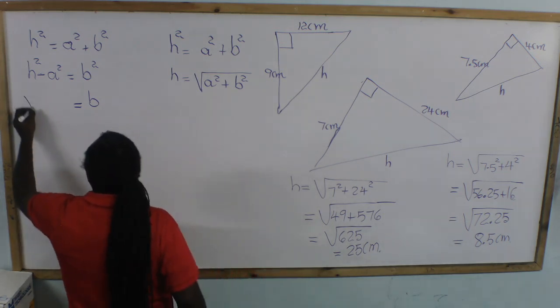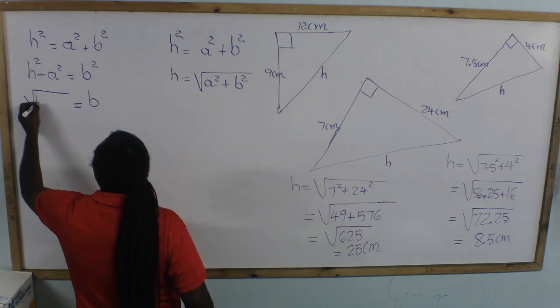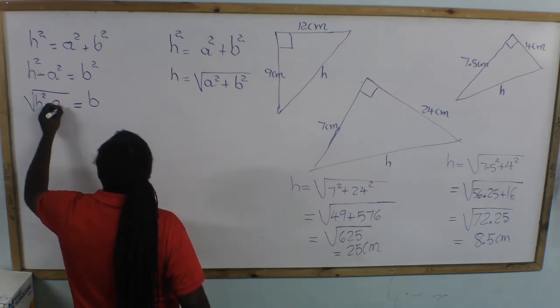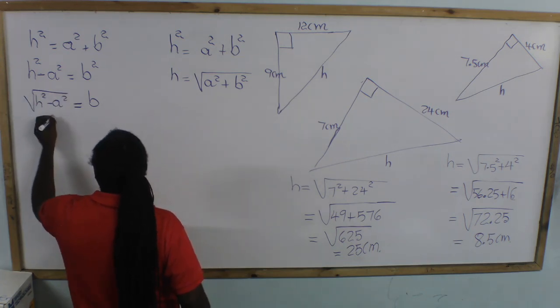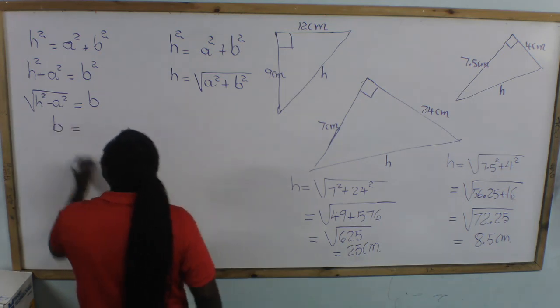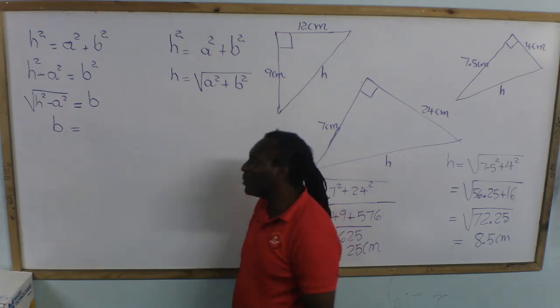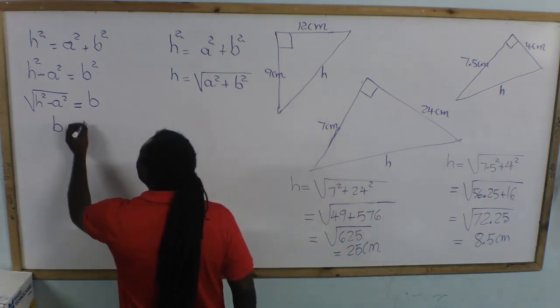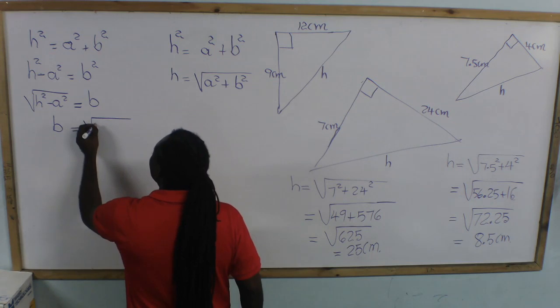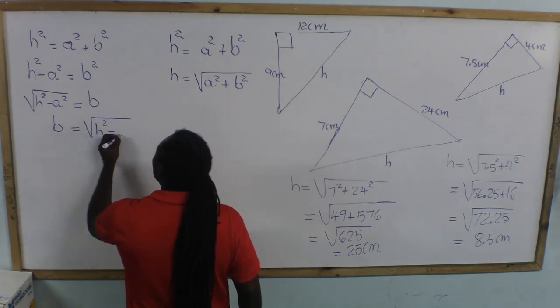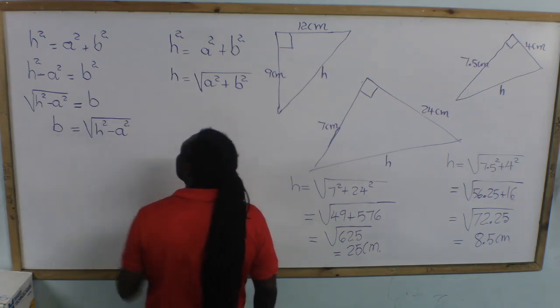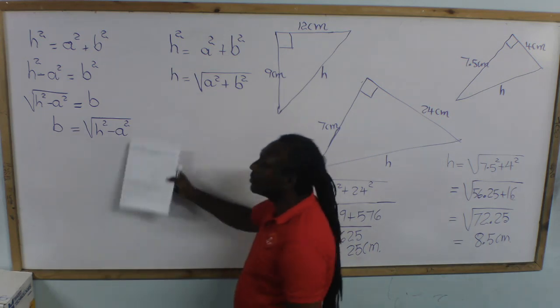b is equal to the square root of h squared minus a squared. And you know that I do not accept anything written like this as a final answer. You have to put the proposed subject on the left hand side. h squared minus a squared.